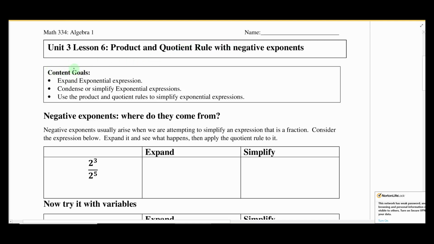So our goals are pretty much the same as they were when we talked about the product and quotient rules before. We want to be able to expand exponential expressions and then condense or simplify them, and use the product and quotient rules to simplify exponential expressions. It's just this time we're going to have negative exponents that might occur. Okay, so let's take a look at the first one.